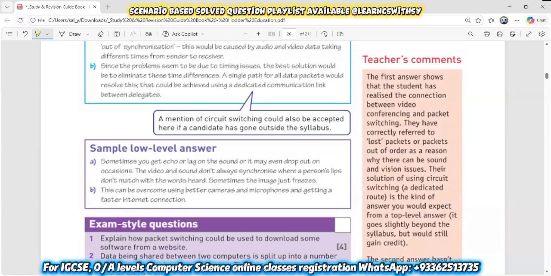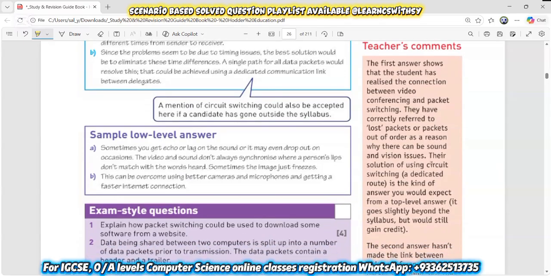Video and sound do not always synchronize, where a person's lips do not match with the words heard. Sometimes the images are also freezing. So he is not explaining it, and beside this, he didn't see the 6 mark. You need to always assess the question, look at the marks, and then decide how will I go about to score full marks. For the second part, this can be overcome using better cameras and microphones and getting a faster internet connection. So you can see this is explained like teacher's comments.